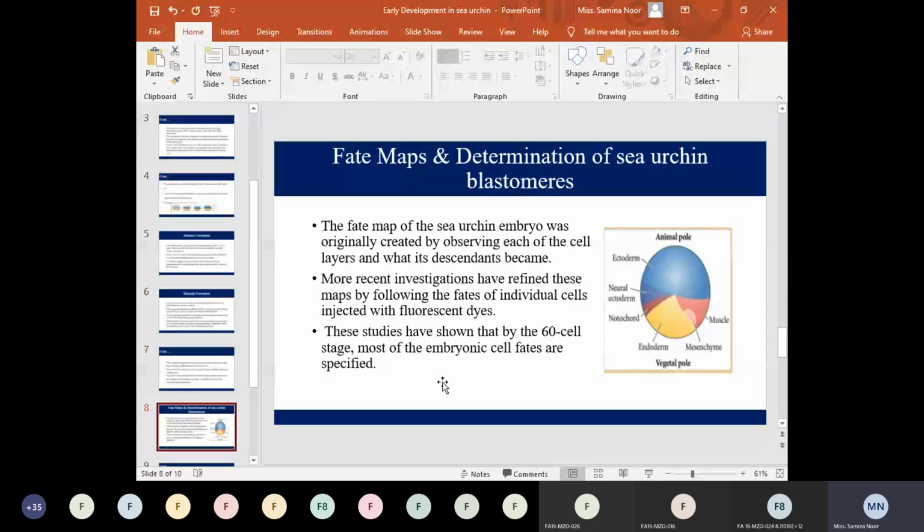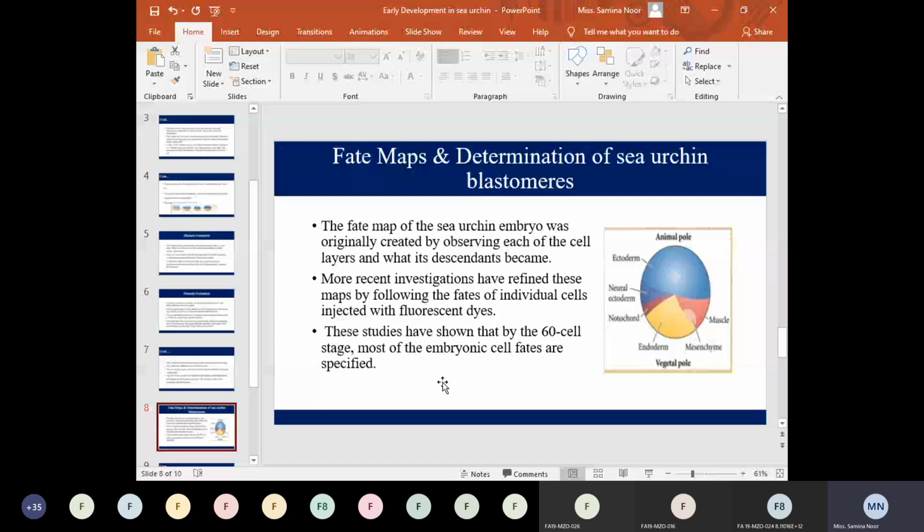Next is about the fate maps and the determination of the sea urchin blastomeres. So fate maps of the sea urchin embryo were created by observing each of the cell layers and what its descendants became. So cell layers को observe करने के बाद या उनके descendants को, then a special diagram is developed, which is known as a fate map.